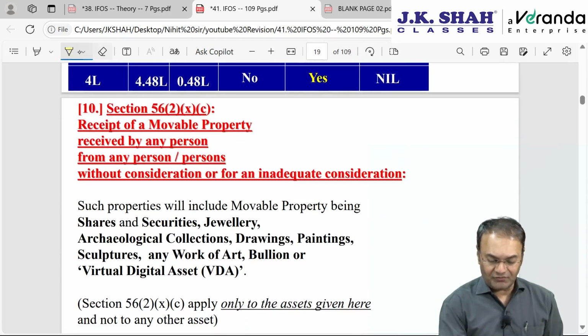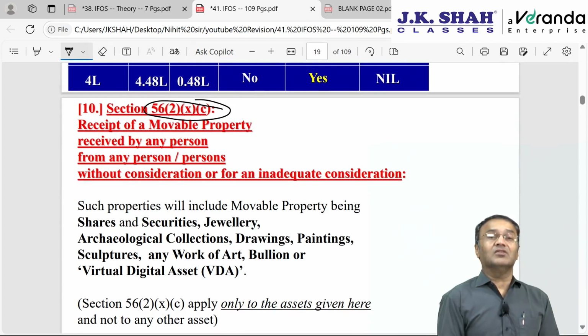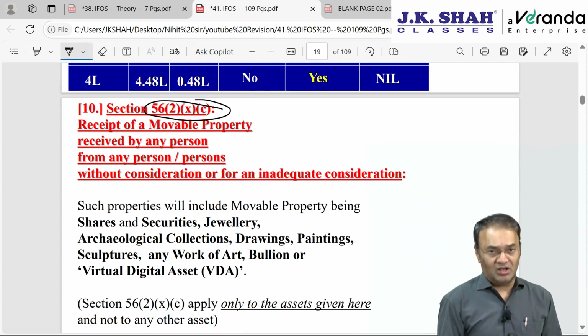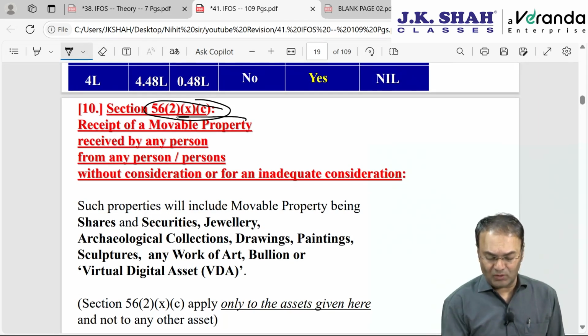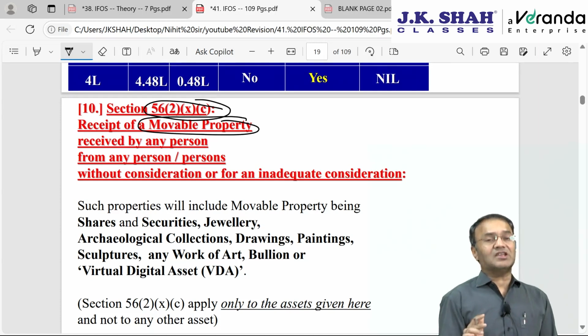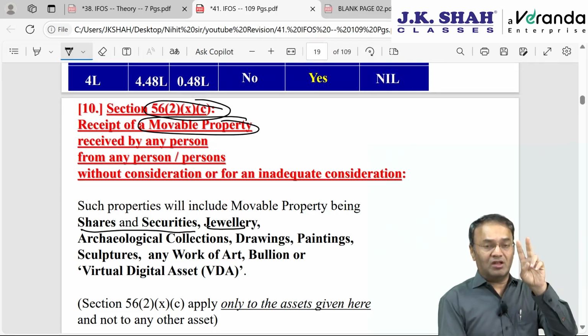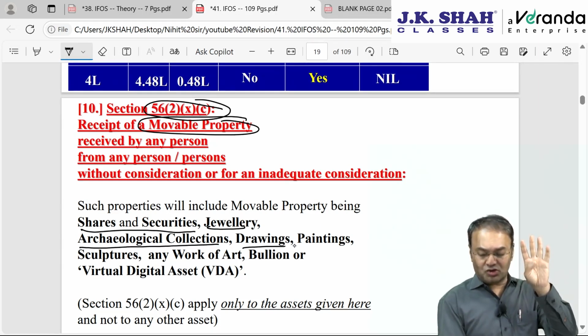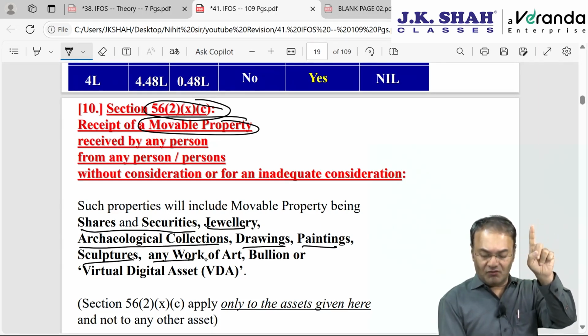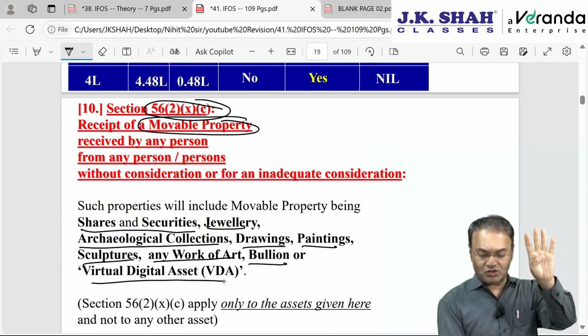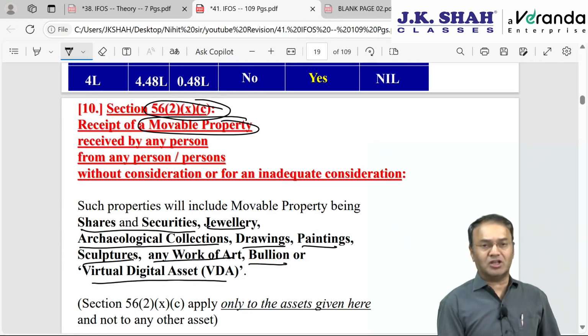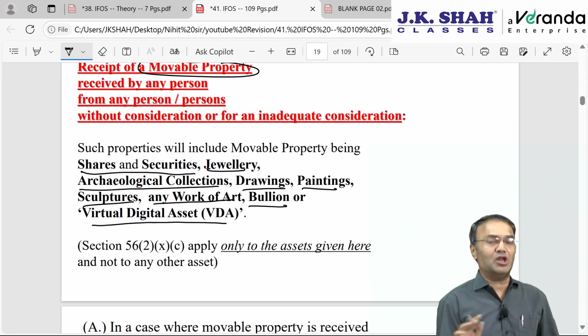Okay. Next is section 56 subsection 2 clause X subclause C, receipt of movable property. However, this is applicable only to 9 specific assets. Number 1, shares and securities. Number 2, jewelry. Then archaeological collections, drawings, paintings, sculptures, work of art, bullion and virtual digital asset. Virtual digital asset as in cryptocurrency, Bitcoin, etc. Not to any other asset.